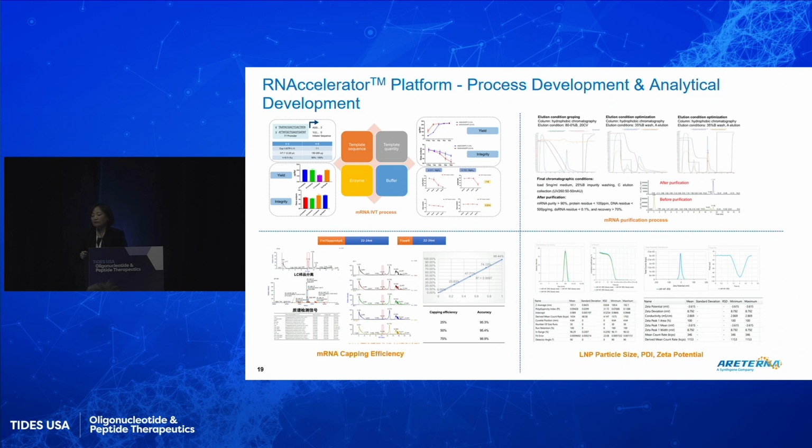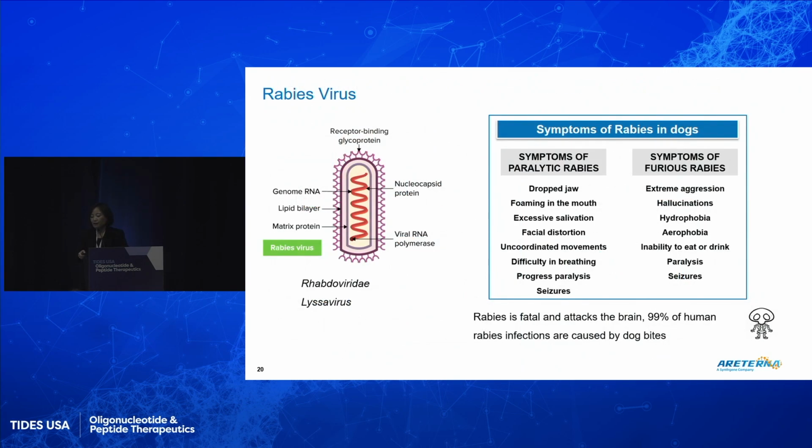The one on the left shows how we run the capping assay. The capping assay requires design of a cleavage probe, and also requires high-resolution mass spec. So we have both capabilities. We can help clients design capping assays. On the right-hand side is your Zetasizer readout of LNP particle size, PDI, and zeta potential. We also have HPLC coupled with CAD to detect lipid identity and lipid concentration. So this is just our platform.